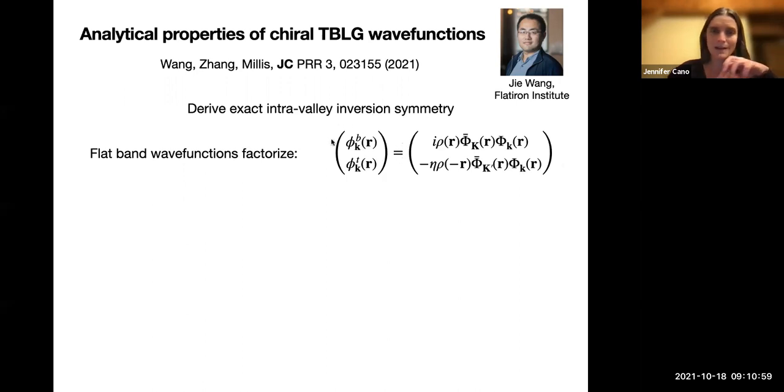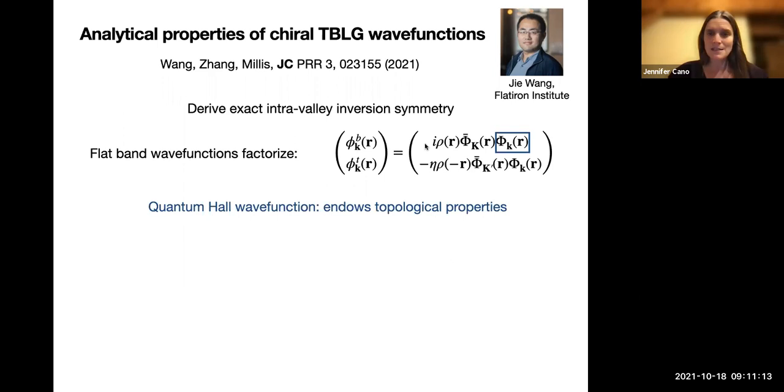So I'm showing some spinor here. What is this spinor? It's the wave function in the A sublattice of a flat band, and it has 2 components, which are its weight on the bottom layer and its weight on the top layer. That's what we call phi B and phi T. Then we can look at these components on the right-hand side, and we see that there are 3 parts. The last part is a quantum Hall wave function. This is the wave function of the lowest Landau level. And this is what gives this flat band the topological properties like the Chern number that I just mentioned.